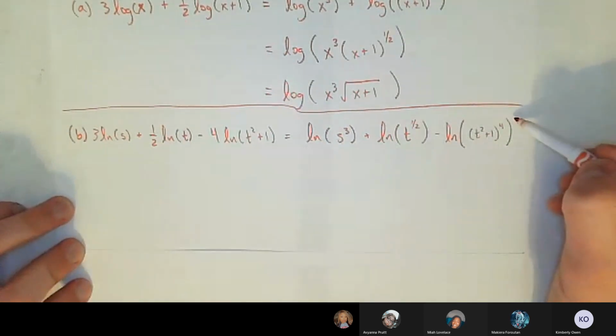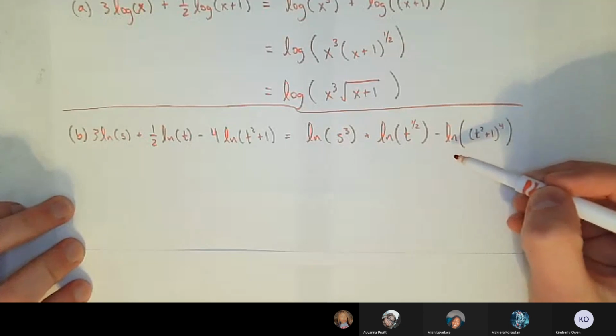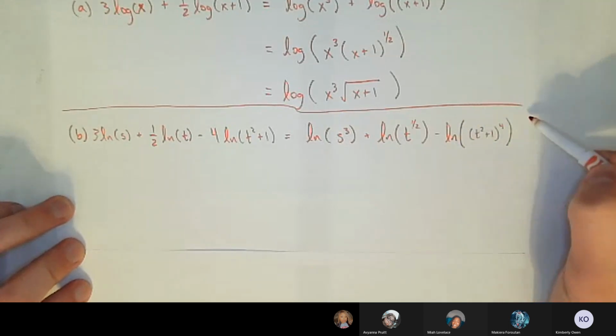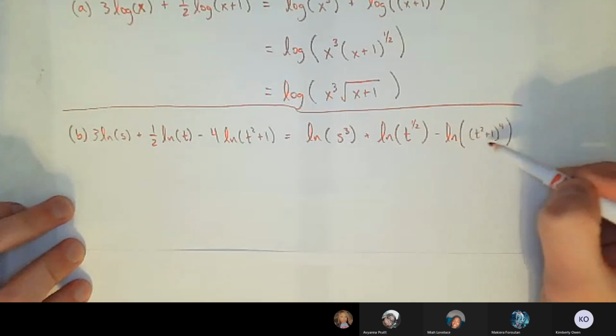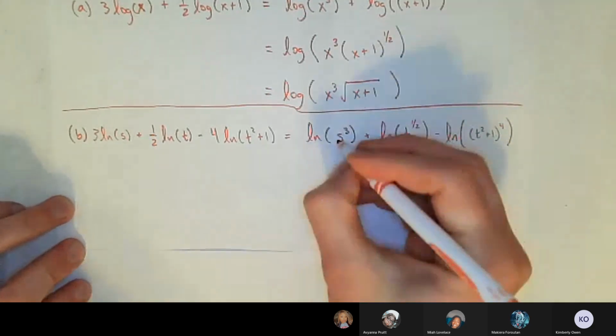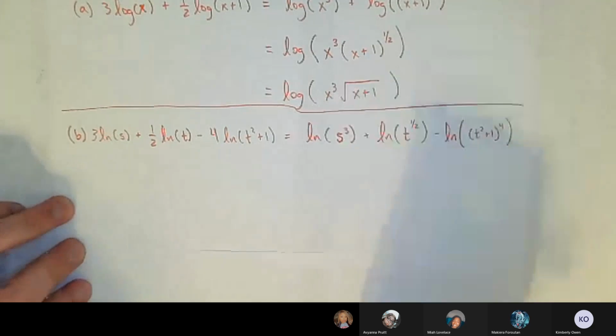So I don't put the 4 out here, right? Putting the 4 out here would mean the log was being raised to the 4th power. That's not what's happening, right? The log is not being raised to the 4th power. Its input is being raised to the 4th power. Okay, and this is an S.